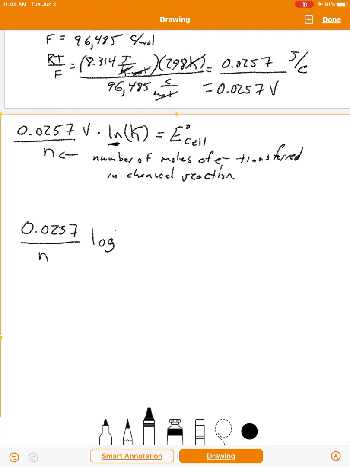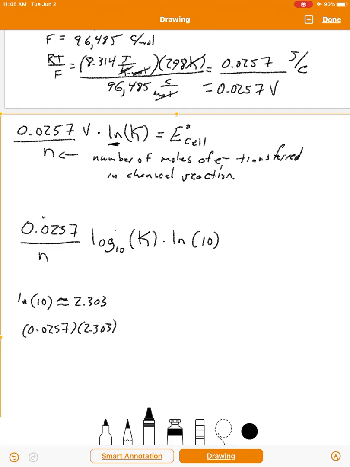So if I change this to log base 10 of K, I have to multiply this by the natural log of the new base, which is 10. The natural log of 10 is approximately 2.303. So if you take this number, 0.0257, and multiply it by 2.303, you get a modified number. It comes out to approximately 0.0592.